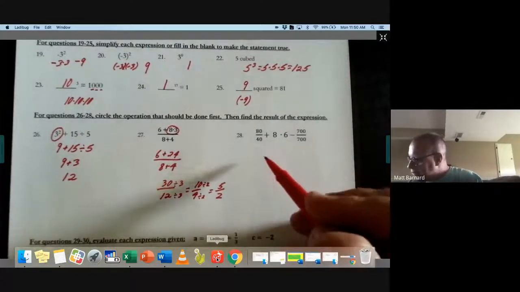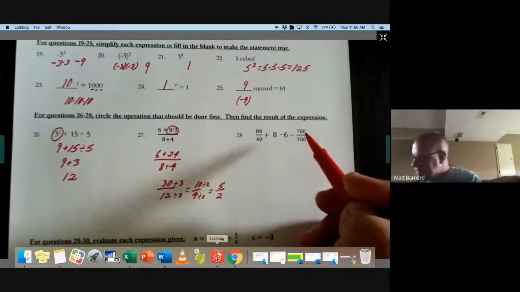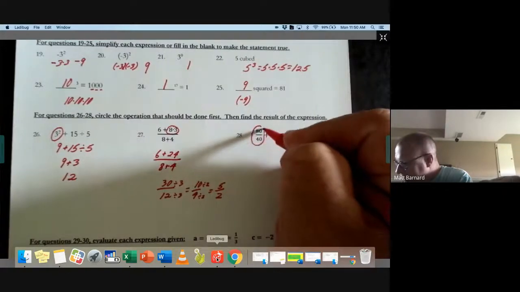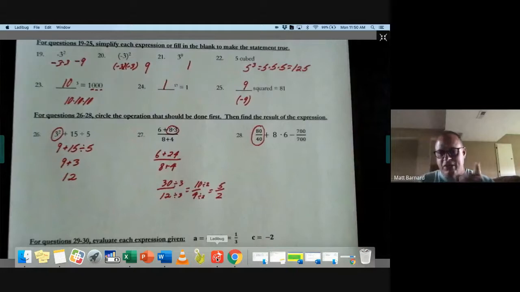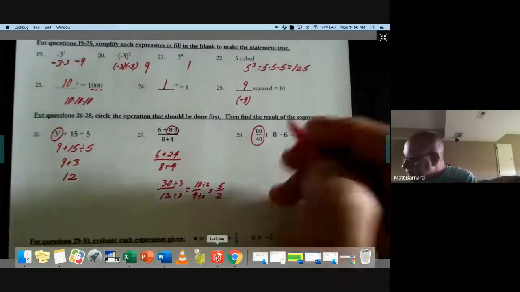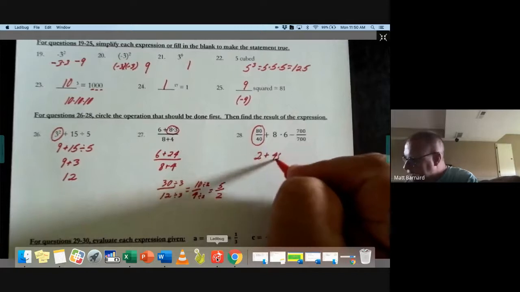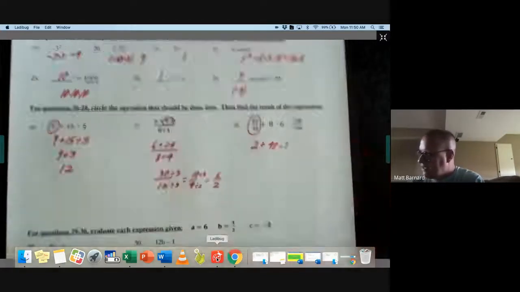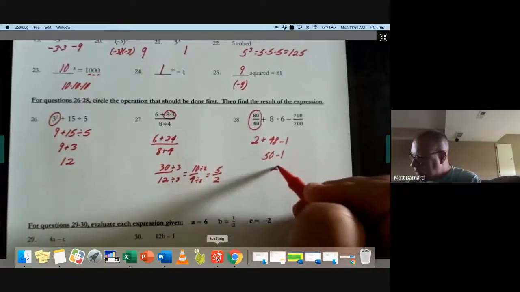Finally, what would we do first? Well, I have division, multiplication, and division. So I need to take care of the multiplication and division from left to right. So I'm going to do that first. So this is like 80 divided by 40. Well, that's 2. Plus 8 times 6 is 48. And 700 divided by 700 is 1. So 2 plus 48 is 50. Take 1 away, and we're down to 49.